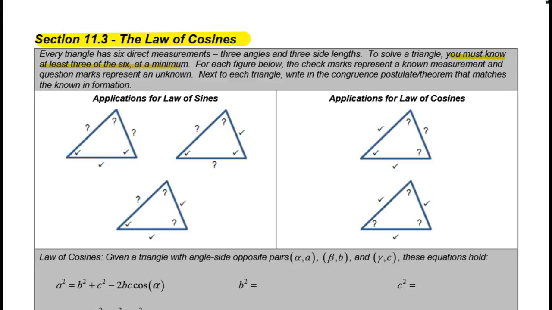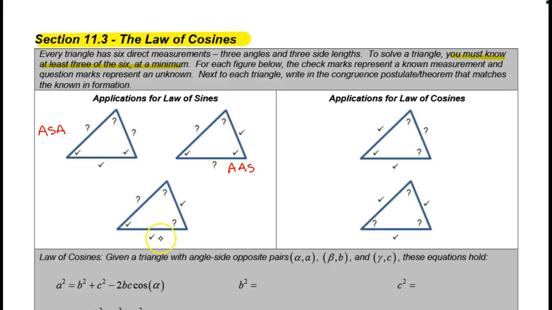Now for each figure below, the check marks indicate a known measurement and the question marks indicate an unknown. What I'd like to do here is go next to each triangle and write the congruence postulate or theorem that matches the known information. For this picture right here, I know 2 angles and the side between them. That's clearly angle side angle, and that guarantees congruence. For this picture right here, we have 2 angles known and a side not between them, so that's angle angle side, and that does guarantee congruence.